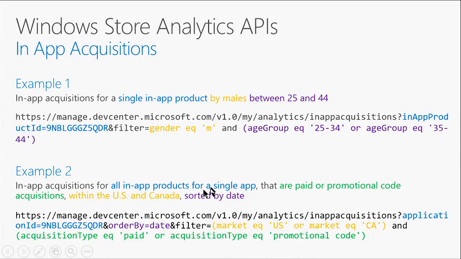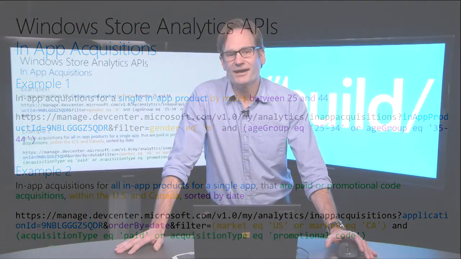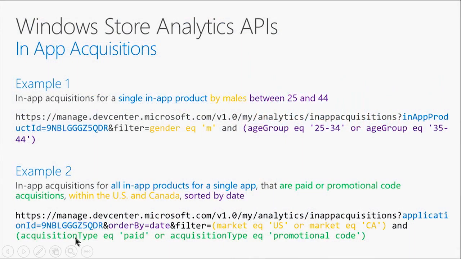In the second example, I am using the application ID parameter, and what that does is it gives me back acquisitions for all in-app products that belong to that app. Now, I'm also using a market filter to return data for 2 markets, and the acquisition type filter, which gives me 2 different acquisition types.